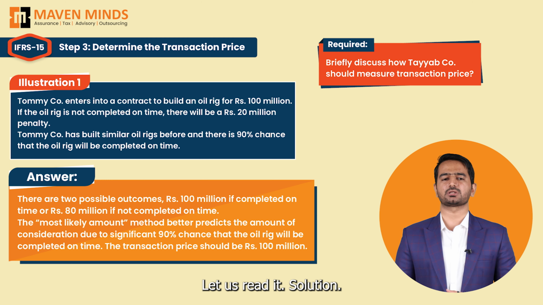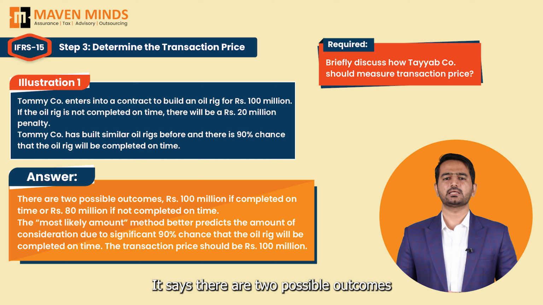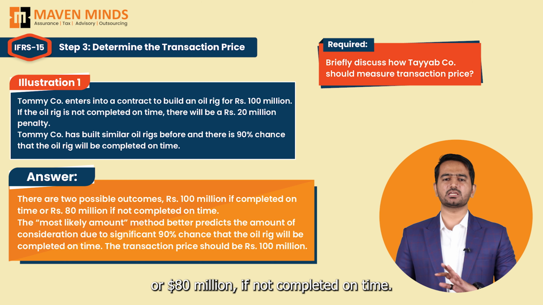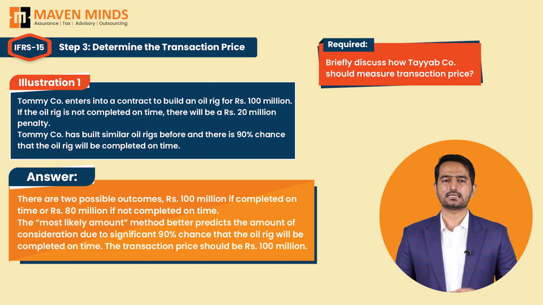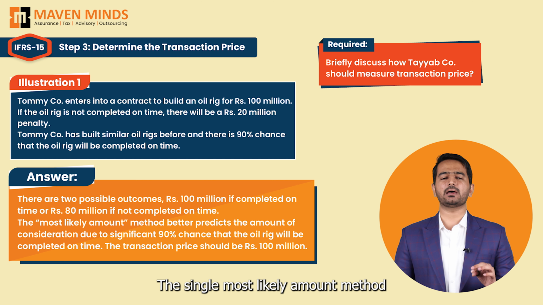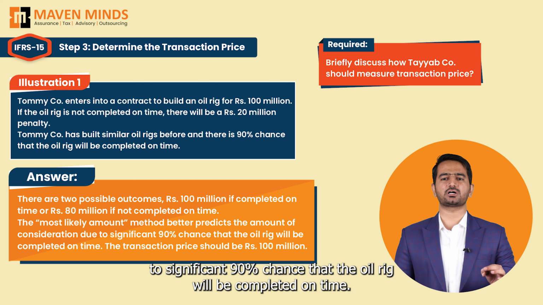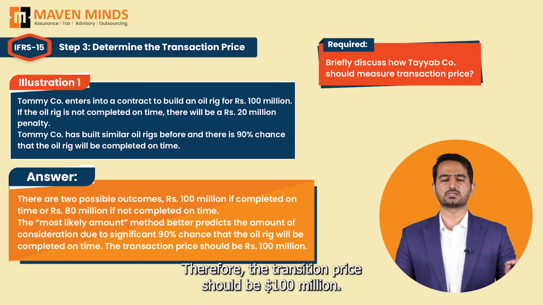Let's read its solution. It says there are two possible outcomes, $100 million if completed on time or $80 million if not completed on time. The single most likely amount method better predicts the amount of consideration. Due to the significant 90% chance that the oil rig will be completed on time, the transaction price should be $100 million.